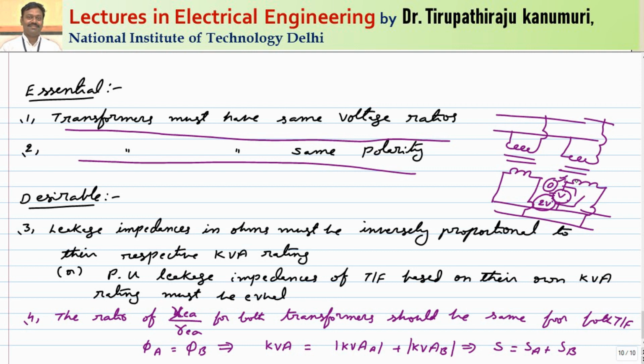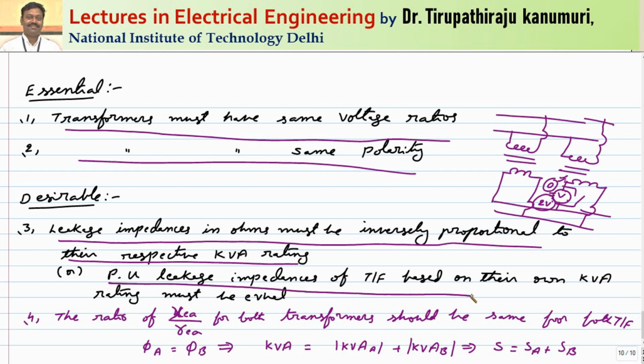It cannot be avoided. And then coming to the desirable conditions: the leakage impedances in ohms must be inversely proportional to their respective kVA ratings, and the per unit leakage impedance on the transformer base referred to their own kVA rating must be the same. That means if you are representing these impedances in per unit with reference to their own base kVA ratings, they should be equal, or otherwise if they are represented in ohms, they should be inversely proportional to their kVA rating. If this is done, the transformers will be loaded appropriately. In the next class I am going to take one or two numericals, where I will discuss the parallel operation of the transformers.